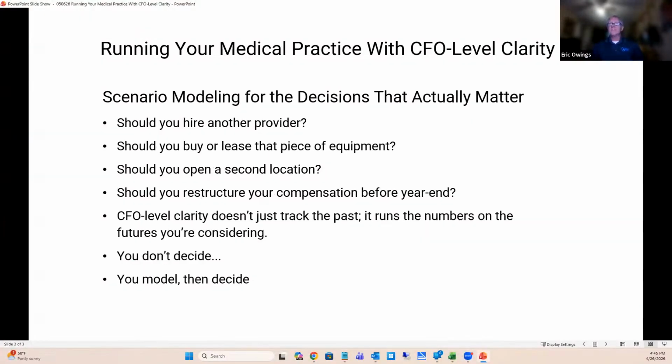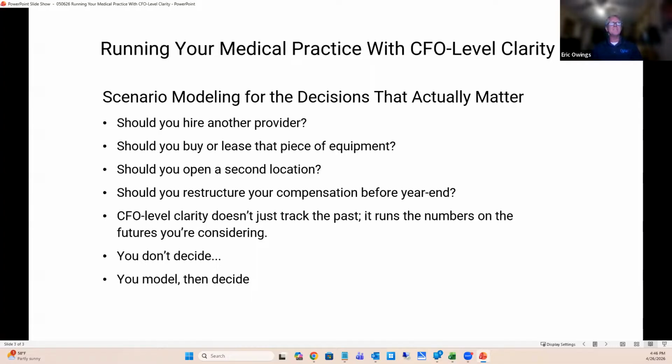Scenario modeling for the decisions that actually matter. Should you hire another provider? Should you buy or lease that piece of equipment? Should you open a second location? Should you restructure your compensation before year end? And it's important to keep good people happy. And there is such a thing as a cost of living increase. It's basically going on all the time. So this is something that merits real consideration.